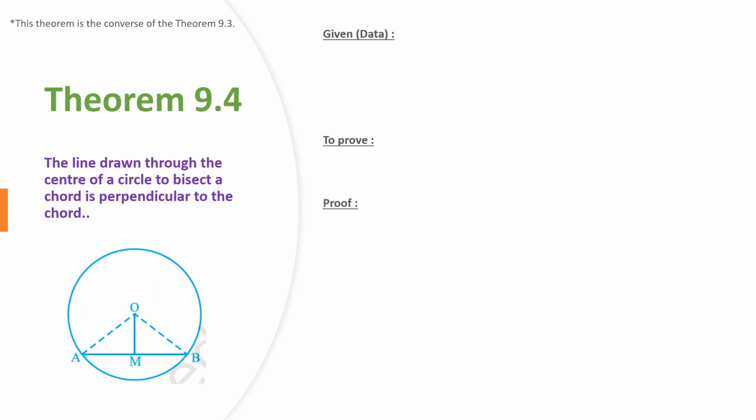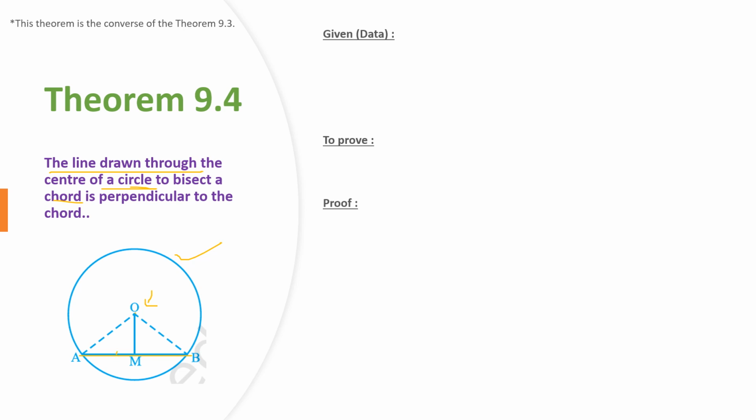Okay, so what is happening here? Look at this. This is a circle, O is the center, and we have AB as a chord. OM is not a perpendicular, it's just a line. What this theorem says is, if the line is drawn through the center of the circle to bisect the chord. Look, this is the chord AB. My aim is to bisect the chord.